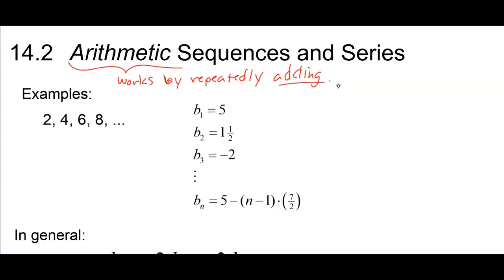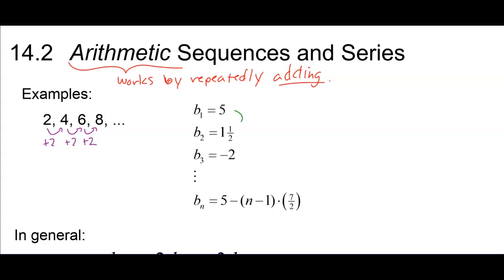And you can imagine that the next type we're going to be talking about will be repeatedly multiplying, and that's going to be geometric. We'll look at that in 14.3. So if we look at, say, this first example, 2 to 4, 4 to 6, then to 8, here the number that's being repeatedly added is 2.